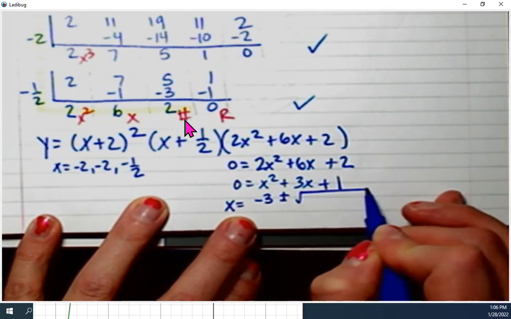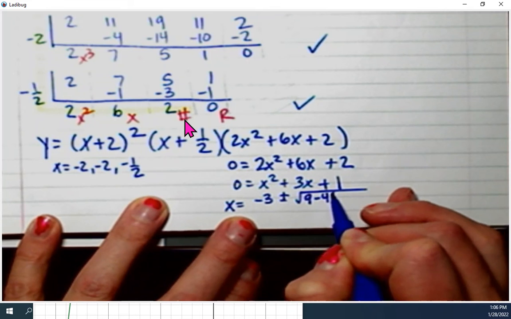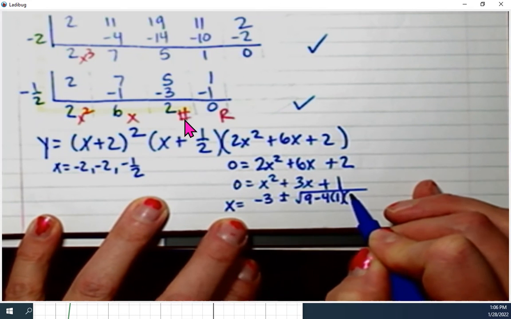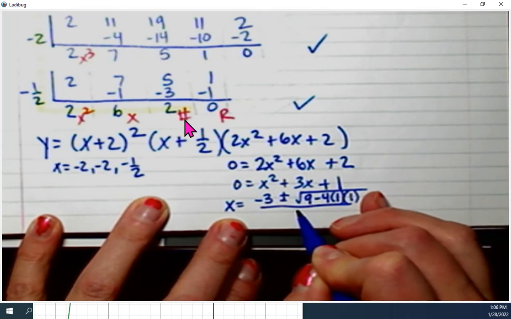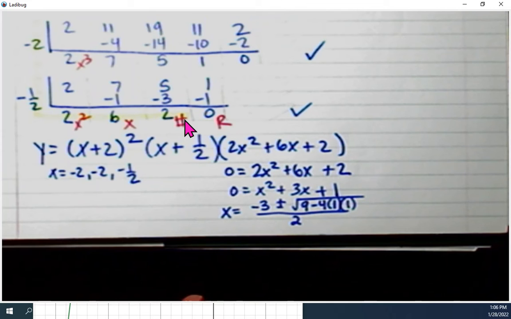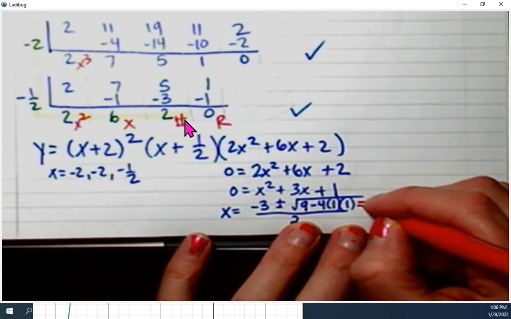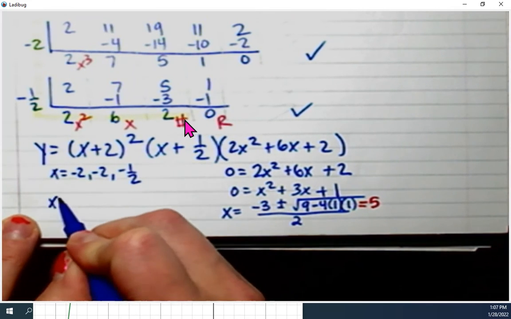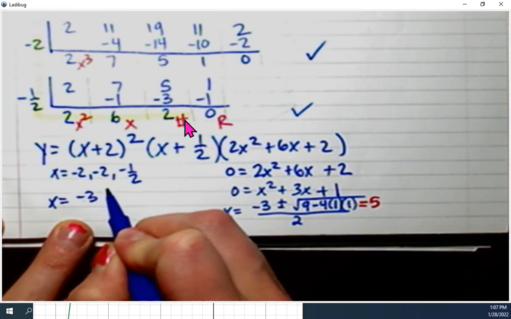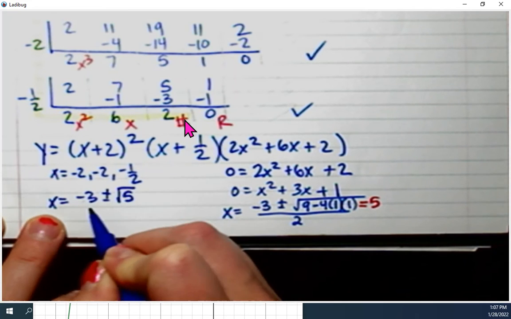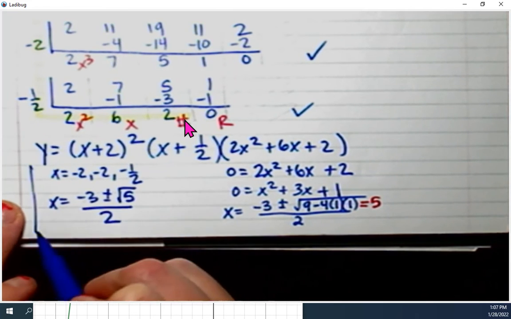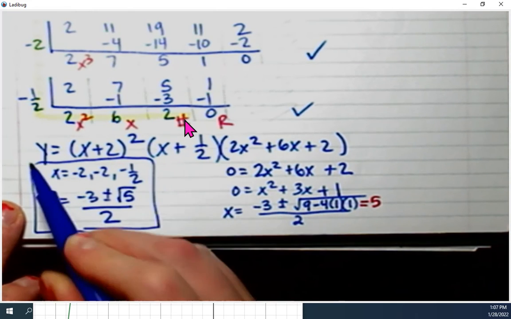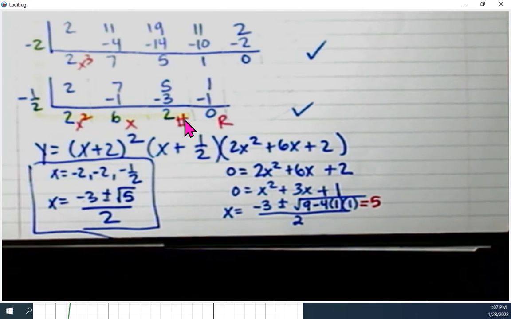Opposite b plus or minus the square root of b squared minus 4ac all over 2a. All right. Oh, there's like no simplifying there. That's nice. There it is. How many answers? 5 real answers because it was a degree 5.